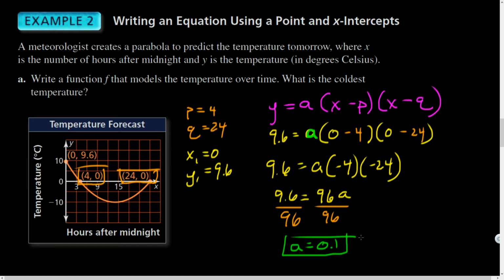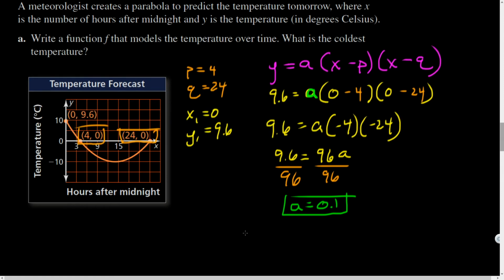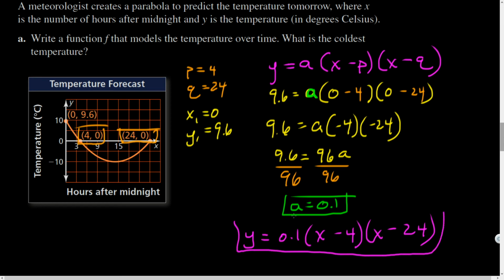So I can now write the equation that's going to represent this. And so I'm going to write without the x and the y. So I'll have y equals 0.1 times (x minus 4) times (x minus 24). And so that's my equation in intercepts form. But what are they asking me for? They said write a function that models this. Done. We did it. What is the coldest temperature?